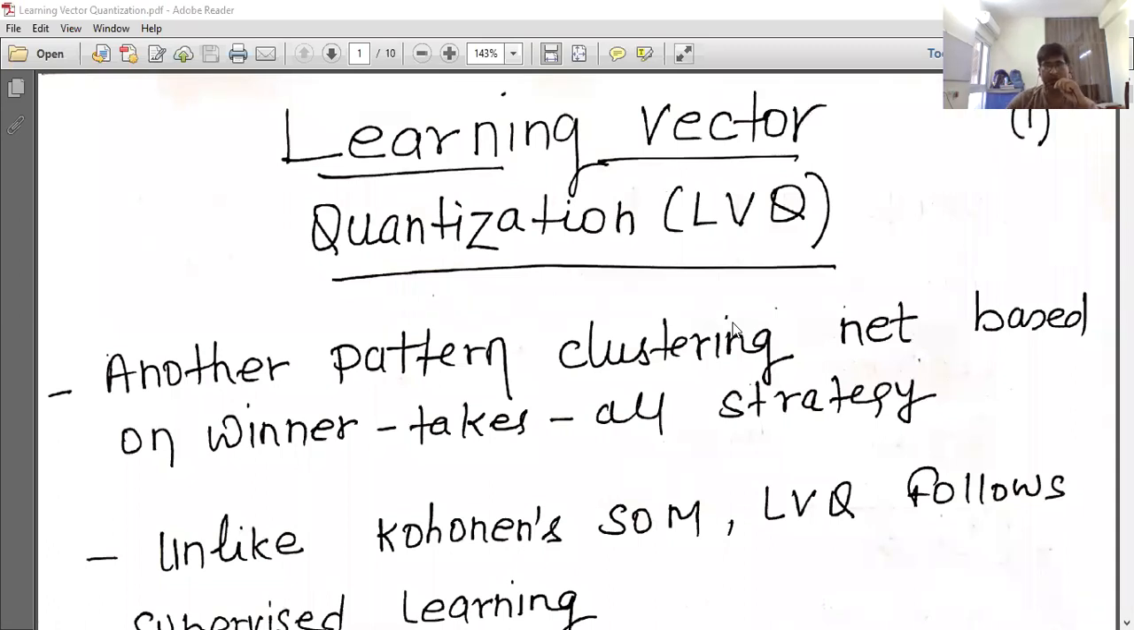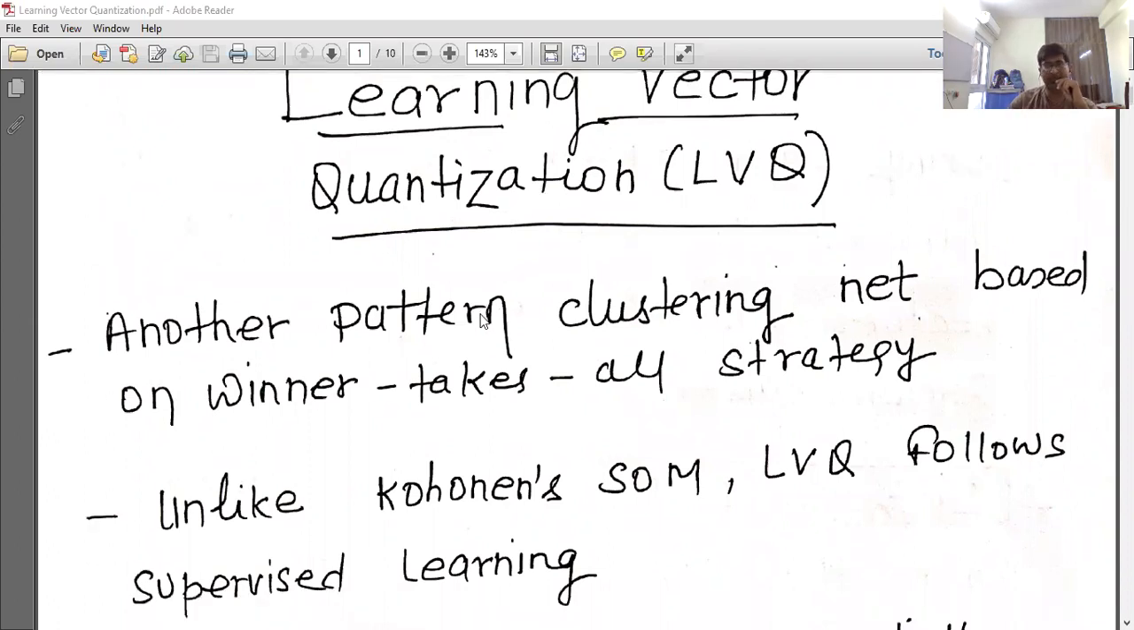So today we will be doing another example of a competitive learning network, and this time we will be doing a supervised learning algorithm. The example we are doing today is learning vector quantization. This is another pattern clustering or pattern matching algorithm, which is again based on the same concept that we were doing for the MaxNet neural network and the Kohonen network. That is the winner-takes-all strategy.